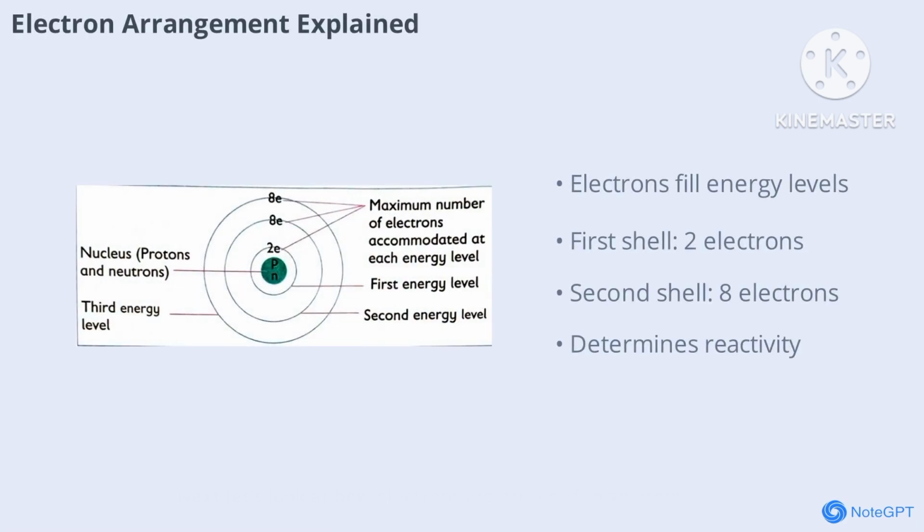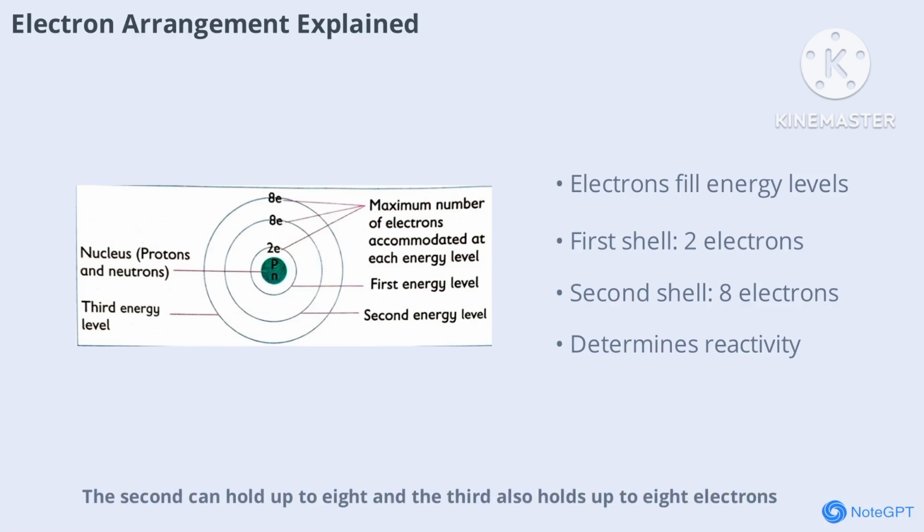Next, let's look at how electrons are arranged in an atom. Electrons occupy specific regions around the nucleus called energy levels or shells. The first energy level, closest to the nucleus, can hold up to 2 electrons, the second can hold up to 8, and the third also holds up to 8 electrons. As each shell fills up, additional electrons move to the next available shell.